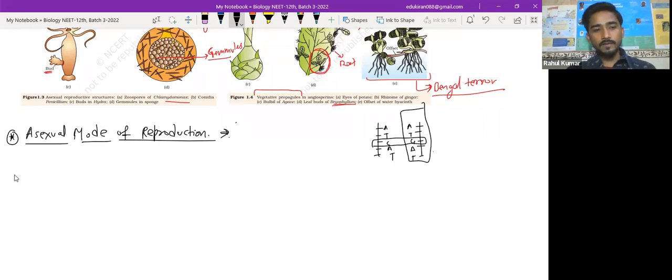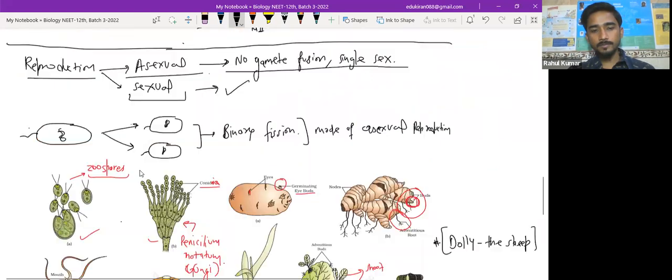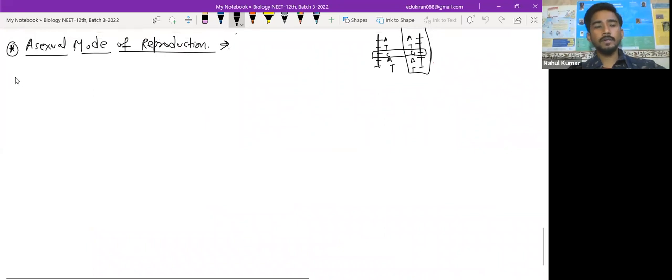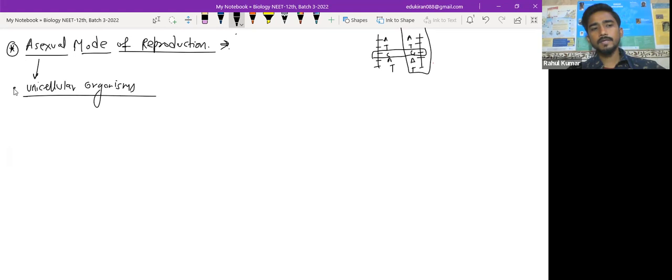So as you all have definitions, right? You already have the definition for asexual mode. Yes, sir. So now let's go to the modes directly. In asexual mode, basically we'll be discussing two things: asexual mode for unicellular organisms and asexual mode for multicellular organisms. Like in unicellular organisms, can there be a sexual mode of reproduction? Think and tell me. Is there a possibility of sexual reproduction in a unicellular organism?